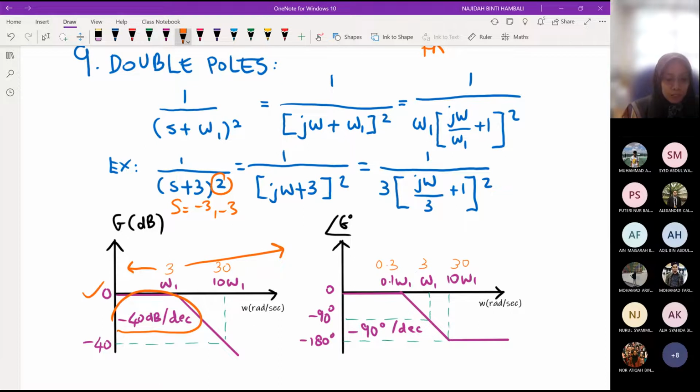Starting point 0 for magnitude and phase. Since our cutoff frequency is 3, we extend 1 decade before the cutoff frequency, 0.3, and 1 decade after the cutoff frequency, 30. So only within this range do we have a non-zero slope. In this case, we have negative 90 degree per decade. Negative because it is a pole from the denominator, 90 because we have a double root. In this case, we have a double pole. Outside the frequency range, below 0.3, the slope is 0 degree per decade. Higher than 30, the slope is 0 degree per decade.